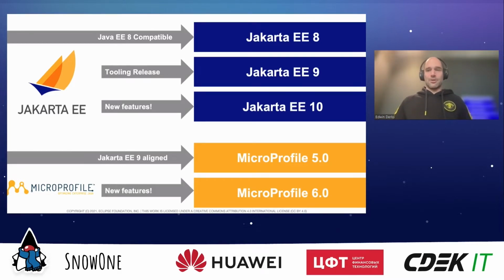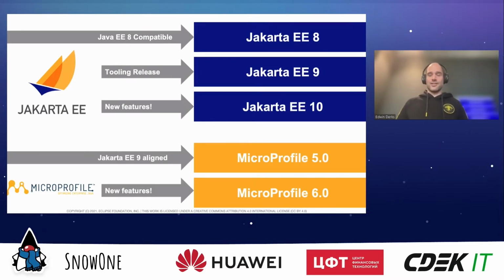Now, for the MicroProfile side of the fence, MicroProfile 5.0 is the current version. It is aligned with Jakarta EE 9, so we have the same technical base now, and we are gearing up for MicroProfile 6 this year and put all kinds of innovation there that we can realize. So MicroProfile is also evolving with Jakarta EE as we speak.